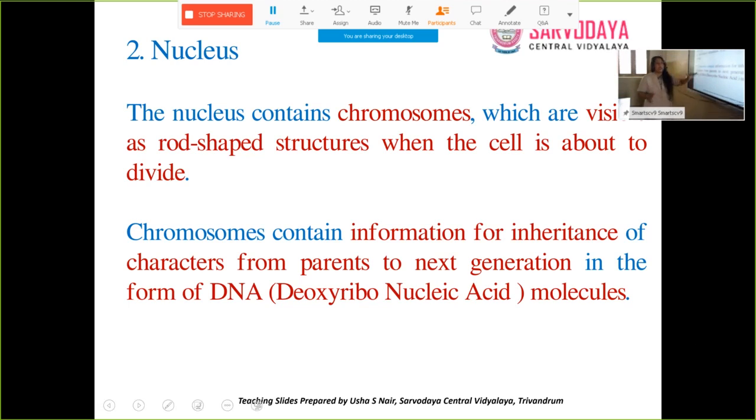So these chromosomes play a great role in this. I have mentioned this in the class which I have taught, and this is why we say your exact copy of your father or your mother. Chromosomes contain information for inheritance of characters from parents to the next generation. How? In the form of our dear DNA, deoxyribonucleic acid molecules. This spelling is important, and they may ask you the full form of DNA. You should know that it is deoxyribonucleic acid.